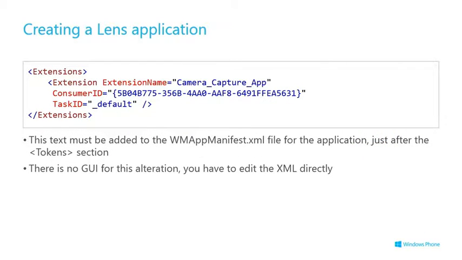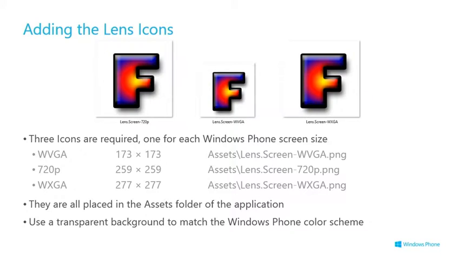So first of all, how do we register as a lens? All you need to do is put another one of those extension elements into the extensions element in your manifest. This one, the extension name has to be camera capture app, like that, and the consumer ID and task ID just use that same thing. That exact same thing. Yep. And you need to provide some icons for the lens. So these are going to be shown on the UI when the user looks at what lenses are available. And you need to supply 3 in this case, 1 for each Windows Phone screen size.